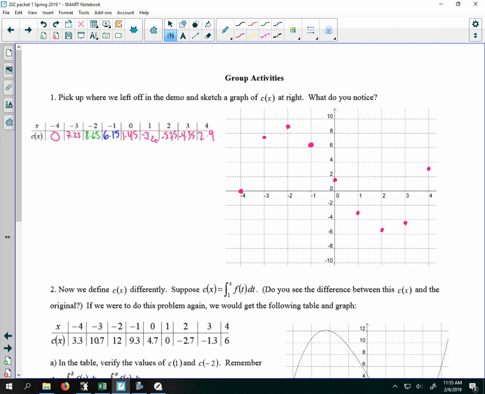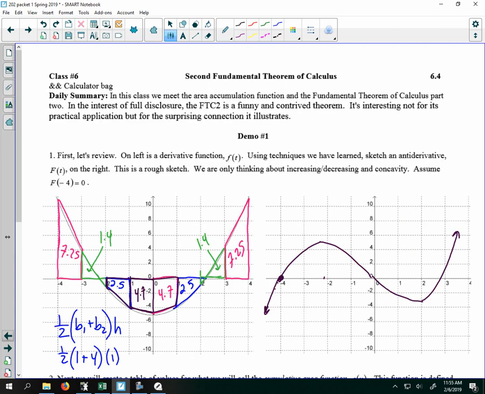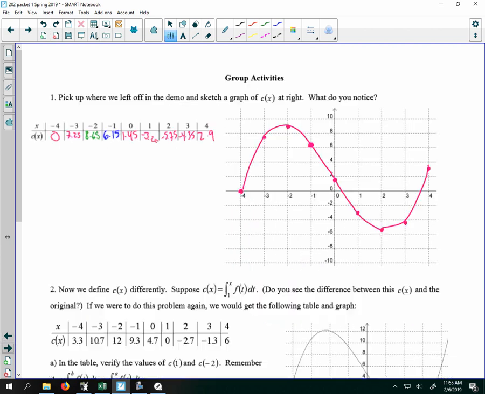Okay, so if we connect those with a nice smooth curve, we get something like that. Hey, that looks very similar to the antiderivative we sketched at the very beginning of the lesson, this one that we did without the help of any numbers. We were just sketching the antiderivative based on the sign of the derivative and the increasing, decreasing behavior of the derivative. But it looks very much like this sketch that I just drew of the cumulative area function.